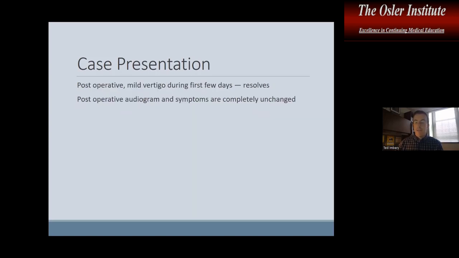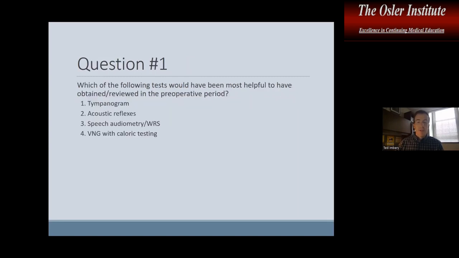They have a few days of just mild vertigo, nothing out of the ordinary. It goes away. And then they come back, and you get your audiogram, and the symptoms are unchanged. They still have that hearing loss, and they still have that aural fullness. So what would have been something to do preoperatively to help differentiate what this actually is?